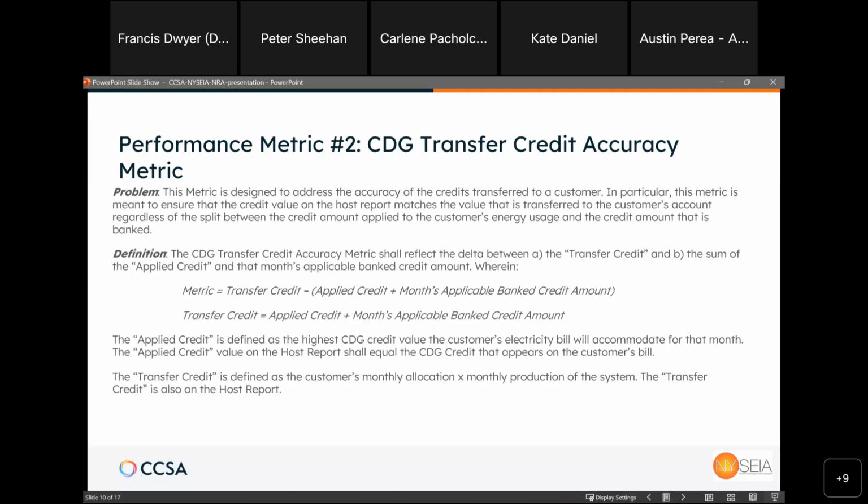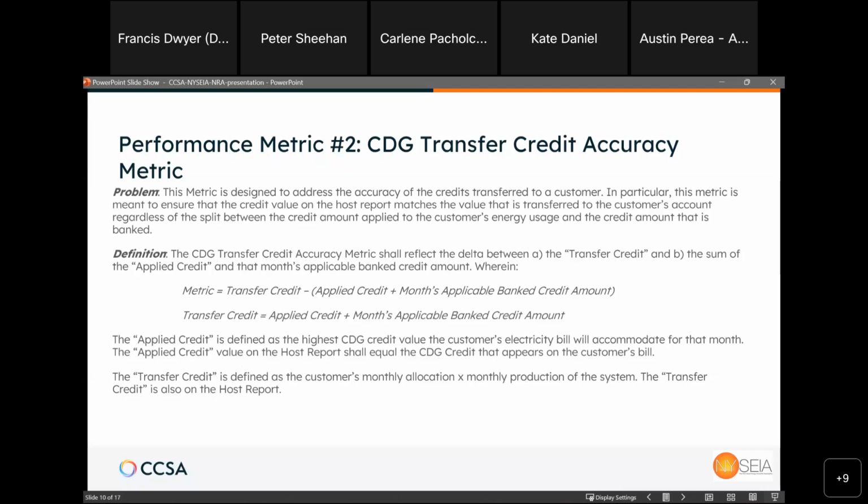So this is meant to ensure that the credit value on the host report ultimately matches the value that is transferred to the customer's account. And this should be regardless of the split ultimately between the credit amount applied to a customer's energy usage and the credit amount that is ultimately banked to the customer. So this metric is looking to reflect the delta between the transfer credit value and the sum of what's called the applied credit and that month's applicable banked credit amount. The transfer credit in this definition would be defined as the customer's monthly allocation times the monthly production of the system. That is something that is on the host report and is being tracked.